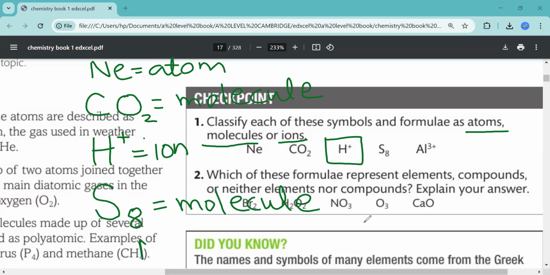Now the last one is Al. A is capital, l is small. Okay, so it's an atom. But if we look at the top of this element, we find out there is a charge of plus 3. It means that the number of electrons and protons are not the same. So this is a charged species. So we are going to use the word ion for it. Okay. So that's how we are going to solve this question.